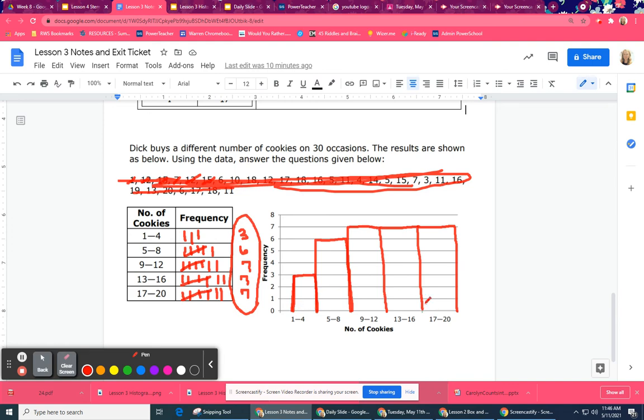So let's give it a title. We were talking about cookies. Let's just label it cookies. Remember, titles have capital letters. And that is how it's done.